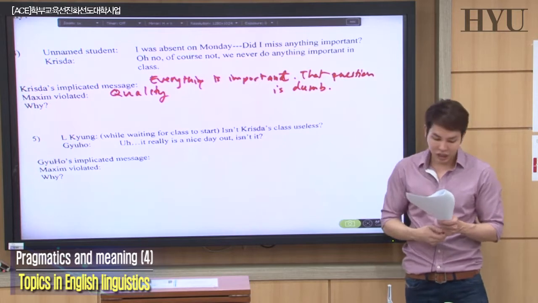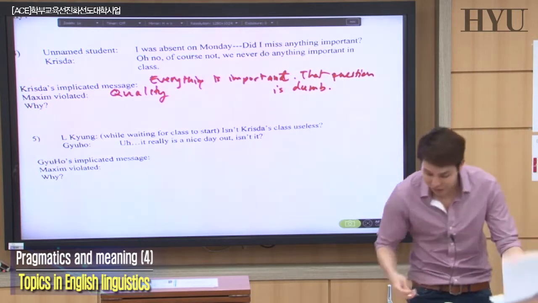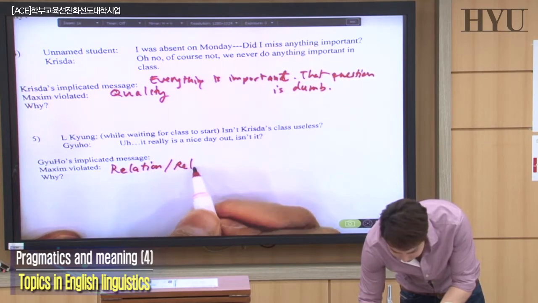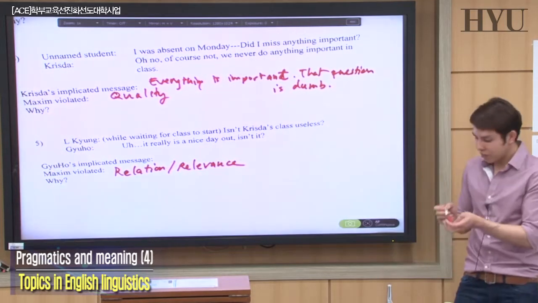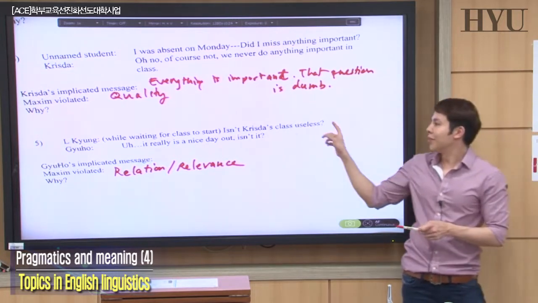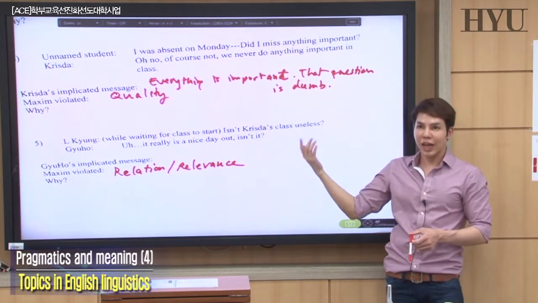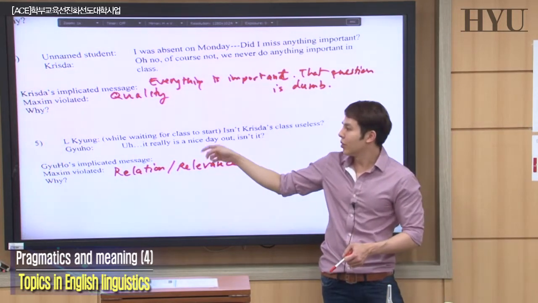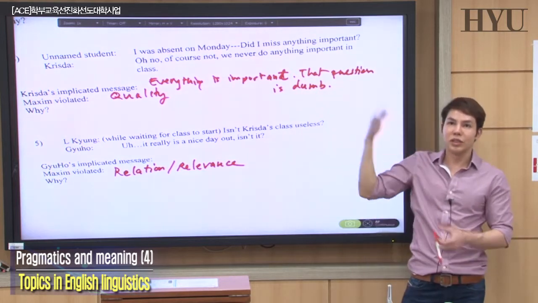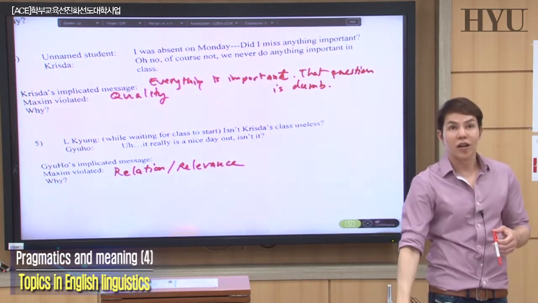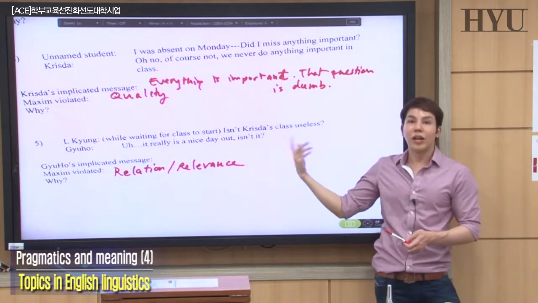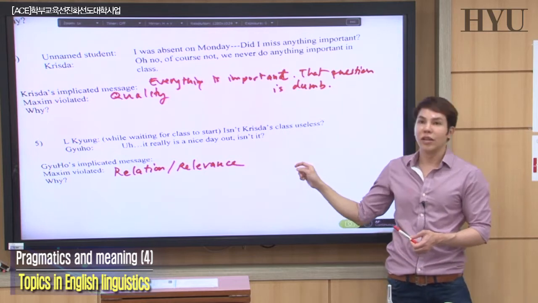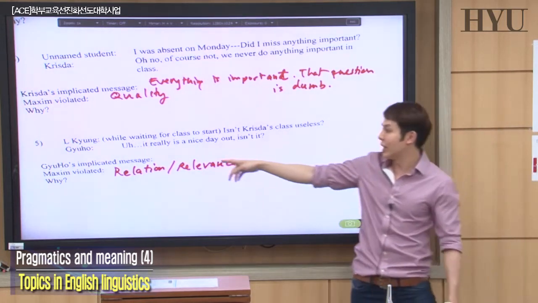First, to start, relation or relevance, right? Same thing. Or relevance, whatever you want to call it. Because the question is about the class. What do you think about Krista's class, whether it's useful or useless? And Gyu-ho said something about the weather, which is a totally different topic. So it's not related, right? So this is a violation of the maxim, and he intentionally does that to convey an implied message, to convey an implicature.